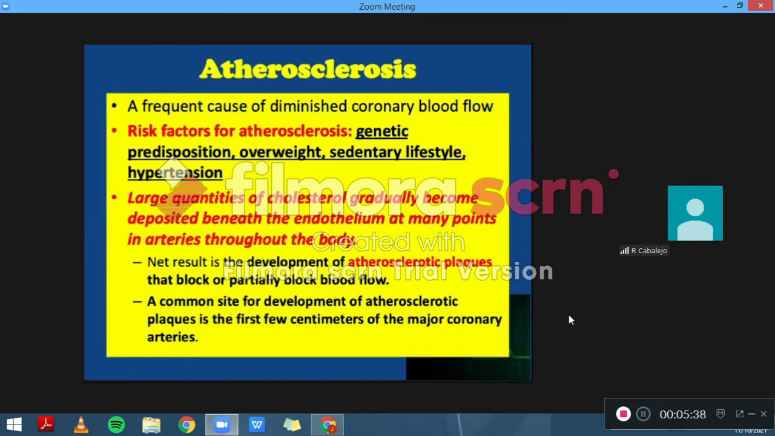The net result is the development of atherosclerotic plaques that block or partially block your blood flow. A common site of development of atherosclerotic plaques is the first few centimeters of your major coronary arteries. Again, atherosclerosis is a systemic disease. It has a predilection specifically for your coronary arteries.